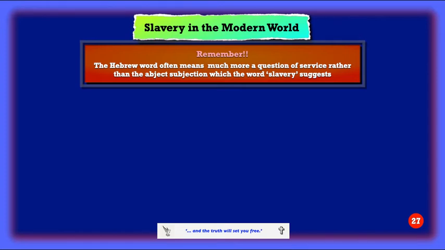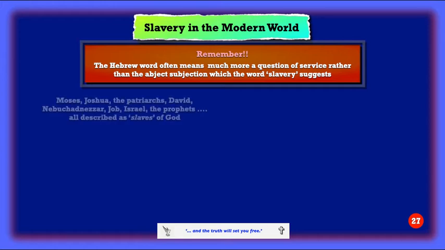But when we look at the Old Testament, remember the word, which is translated differently in different versions. It's a word that can encompass almost everything from service to abject subjection. Just be cautious. All these people are described as slaves of God. Servants, sometimes that's the translation.